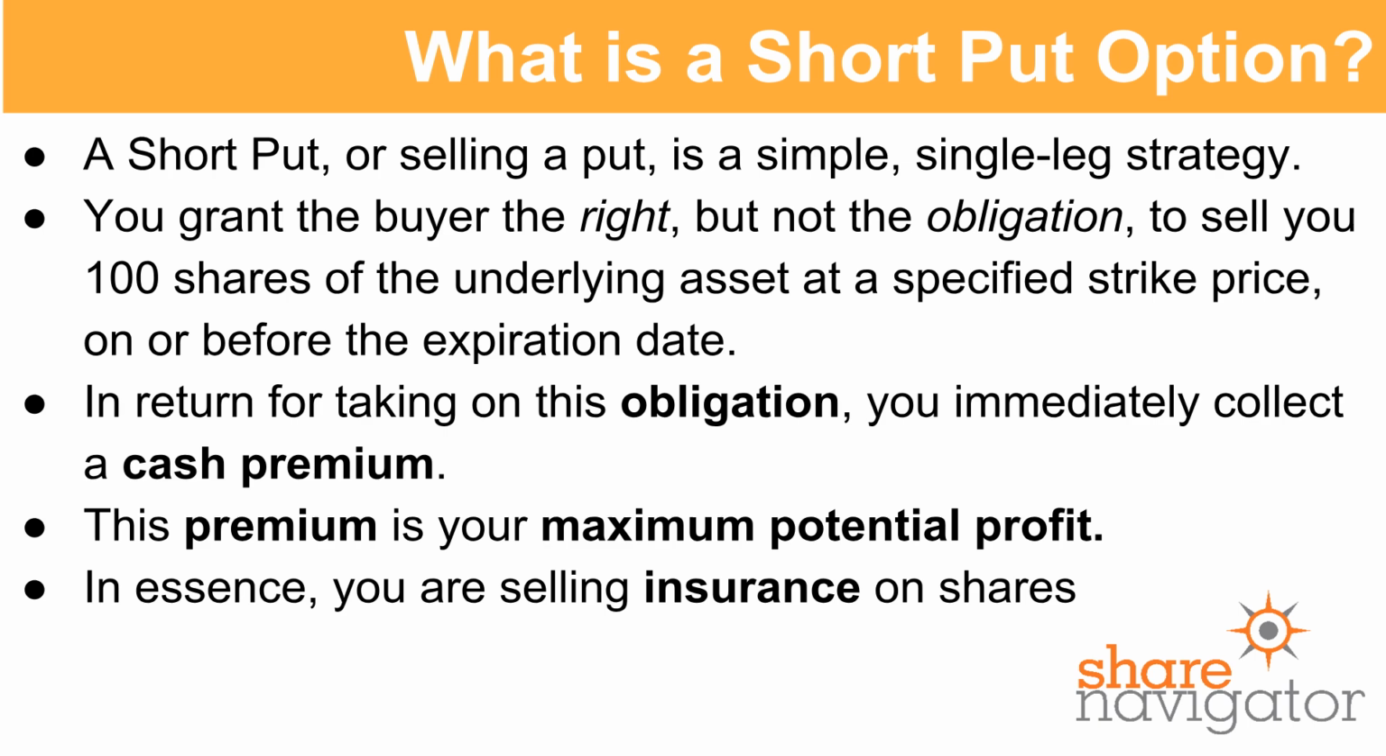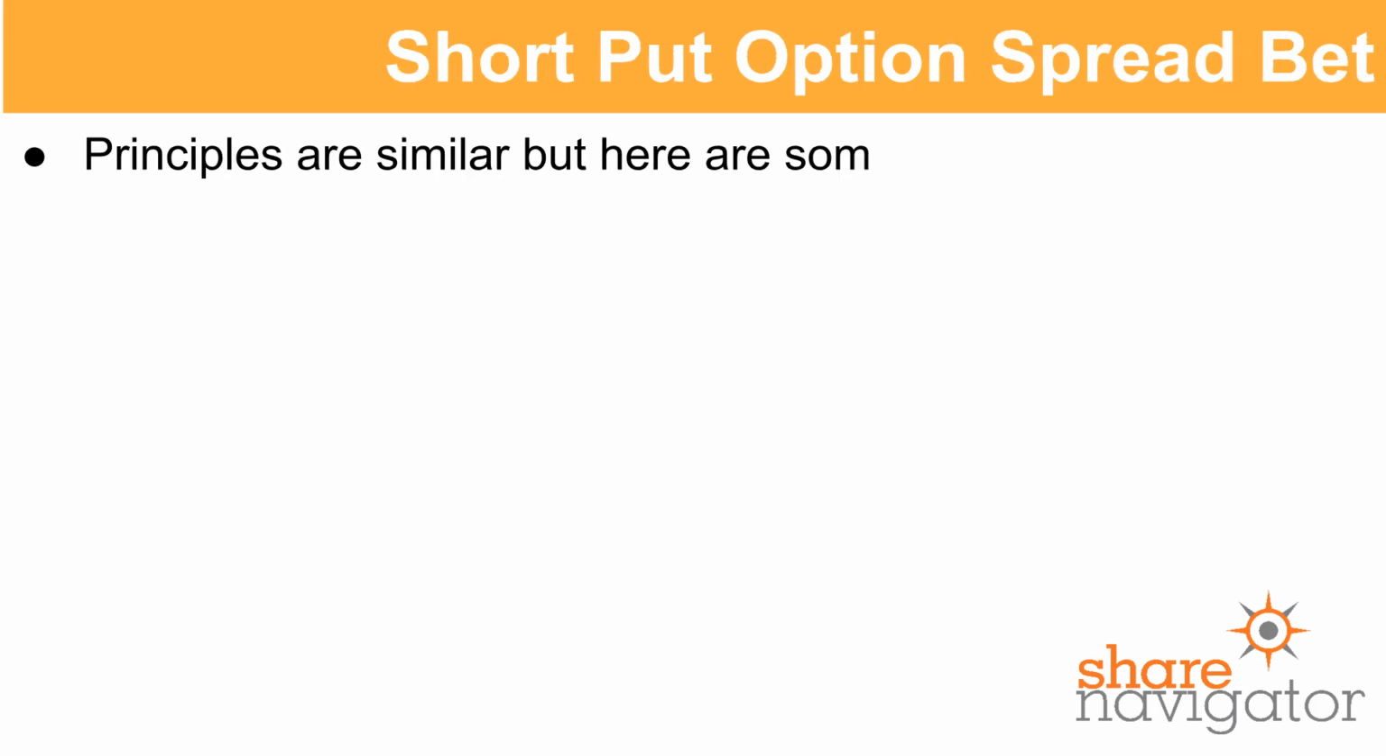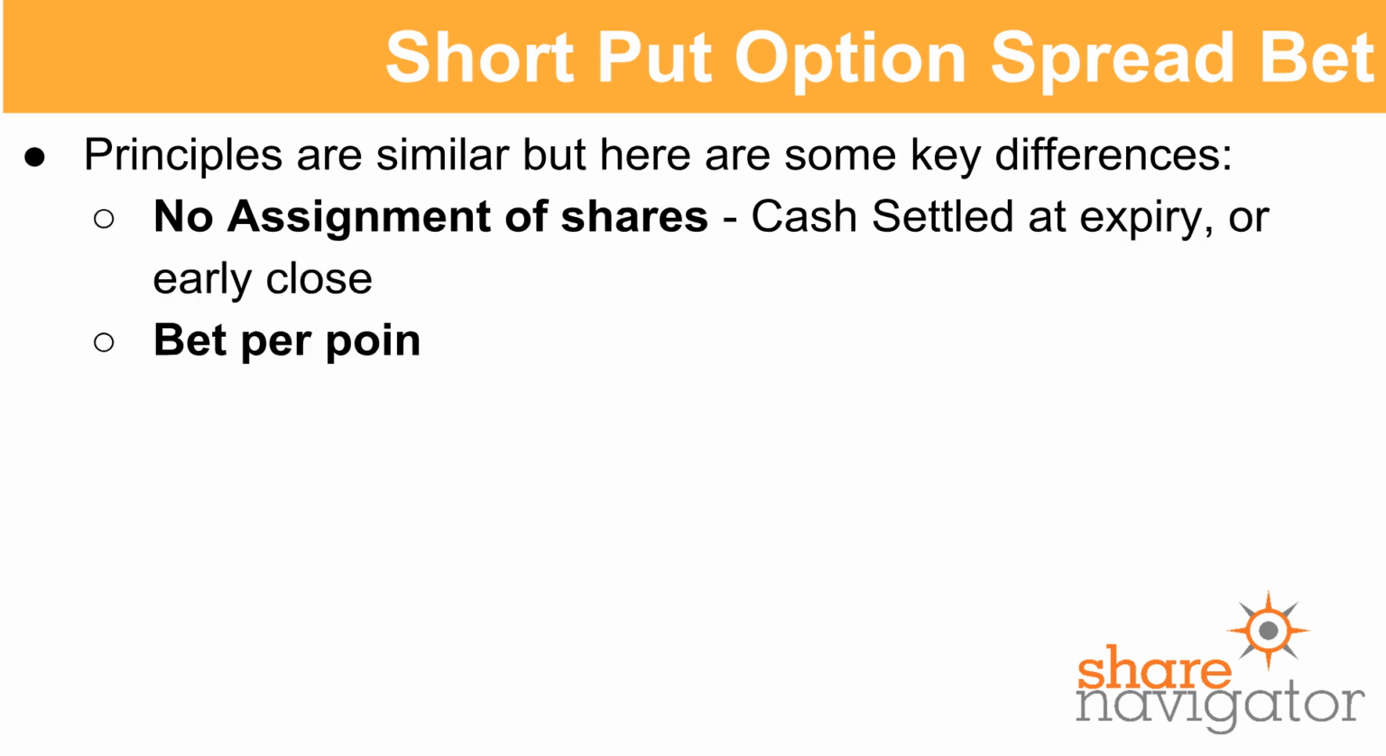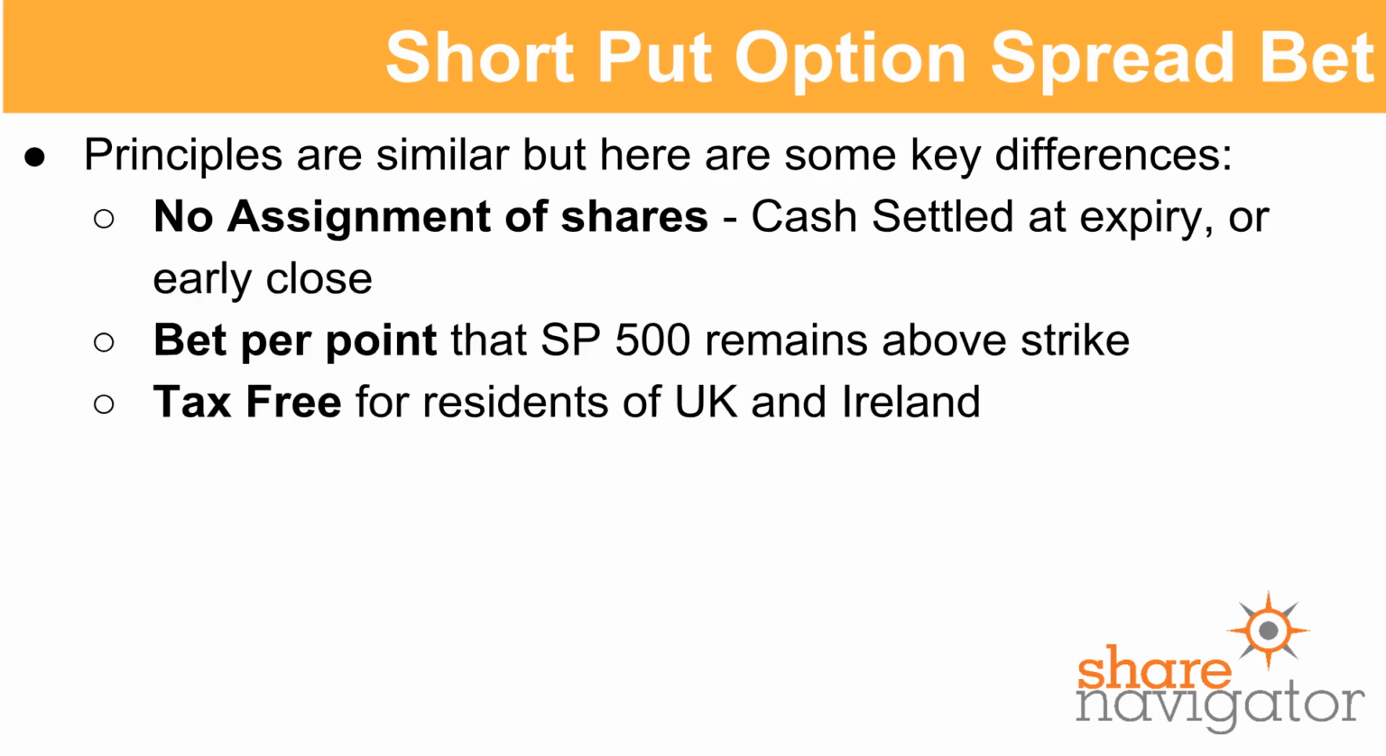There are slight differences when we go to the spread betting version. Let's highlight them now. With an option spread bet, there's no assignment to shares. The profit or the loss is cash settled at expiration, or if we decide to close the trade down early. What we do is bet per point, at the option price that's quoted at the time, on whether the S&P 500 will remain above that strike price. And finally, it's tax-free. That's one of the main differentiators, of course, for residents of the UK and Ireland.